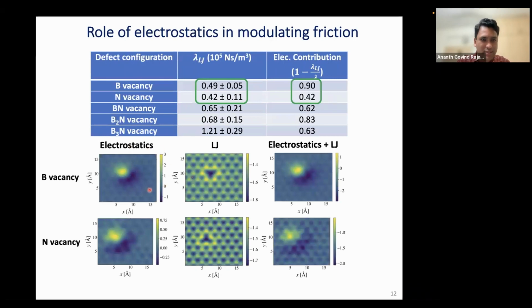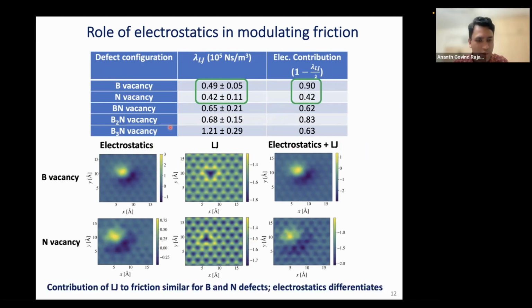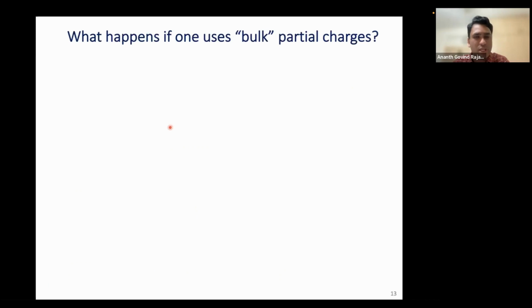And we could also rationalize this based on the contour plots, right? So if you look at a B vacancy and an N vacancy and look at the contour plot, the electrostatic interaction energy is much higher here compared to the N vacancy, and then the LJ part is almost similar. So once you do the electrostatics plus LJ, of course, this part will be dominant, right? So the contribution of LJ to friction is similar, and then the electrostatics differentiates these two defects.